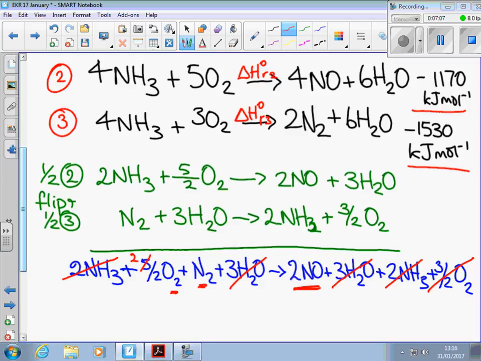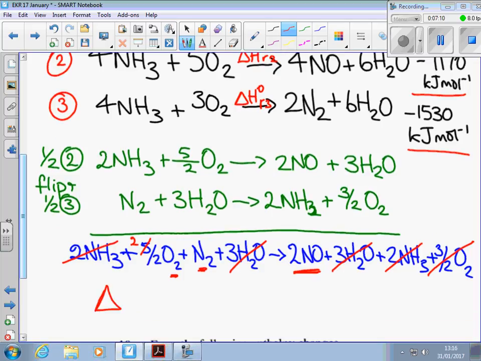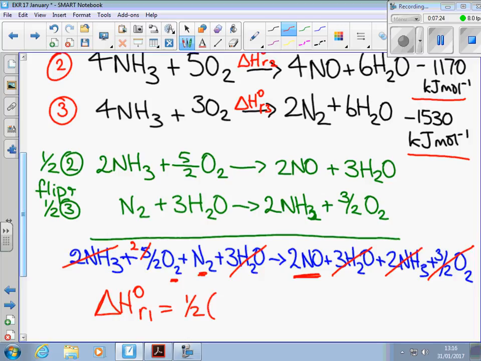Now the enthalpy change for the first of those reactions, for equation 1, is half of whatever we had up there, minus 1170. Sometimes it's easier just to put it in brackets to make it clear. And then minus a half. All right, we're adding them together, but it's plus minus a half of the other one, minus 1530. And I will let you work that out.